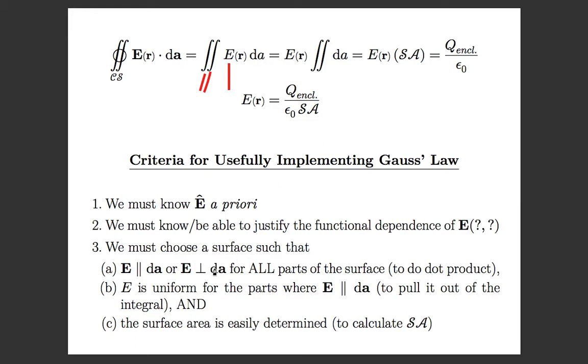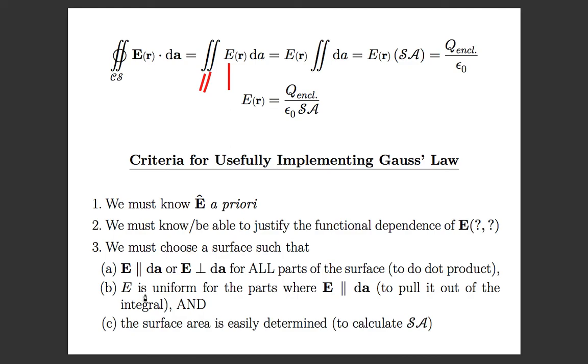If E and dA are perpendicular to each other, then the dot product is 0, because the angle is 90 degrees, or pi over 2, and the cosine of that angle is 0. So we can break up this closed surface into pieces where E and dA are parallel, and we're left with this integral, and pieces where E and dA are perpendicular, and those are 0. Add them all together, and we're left with just the parallel areas.